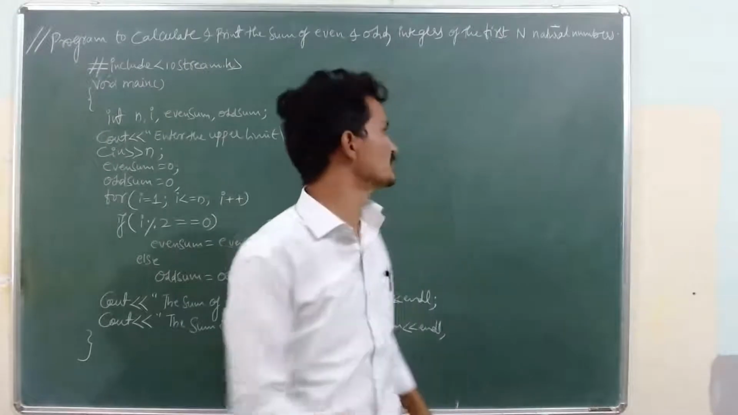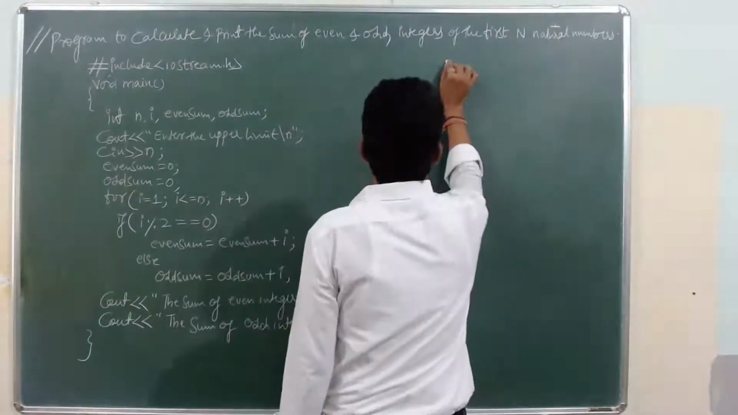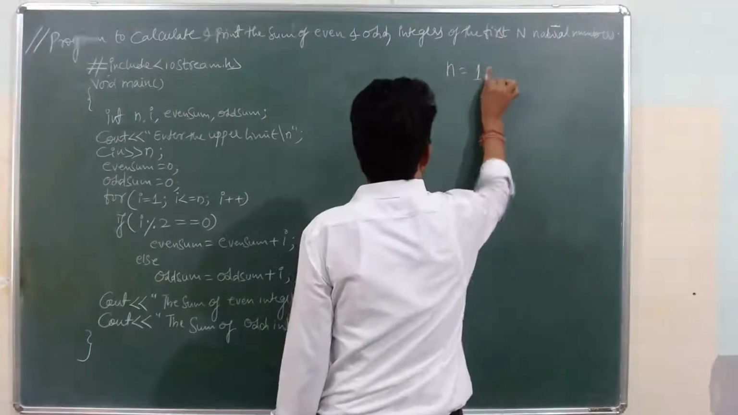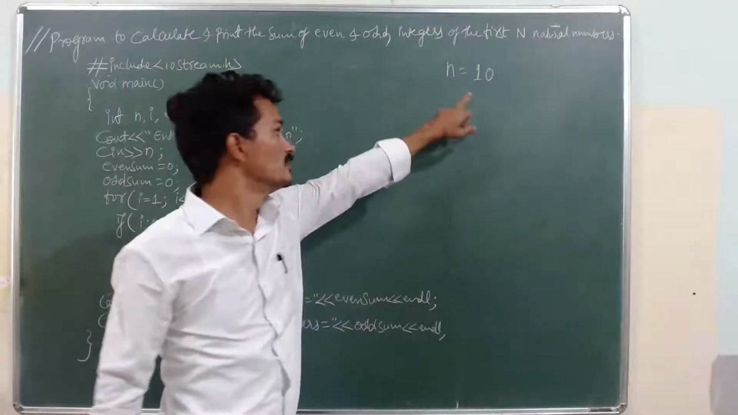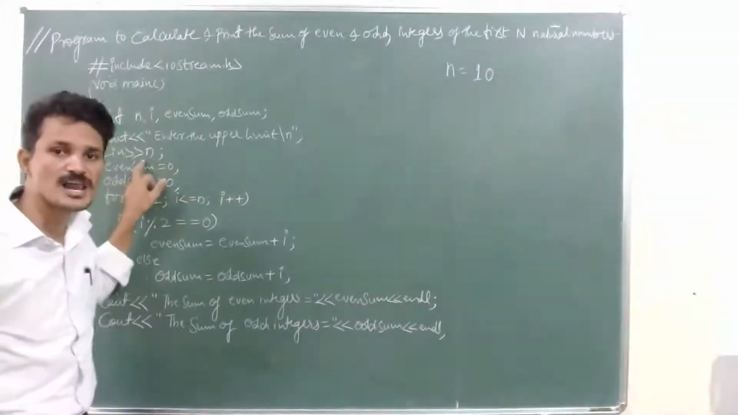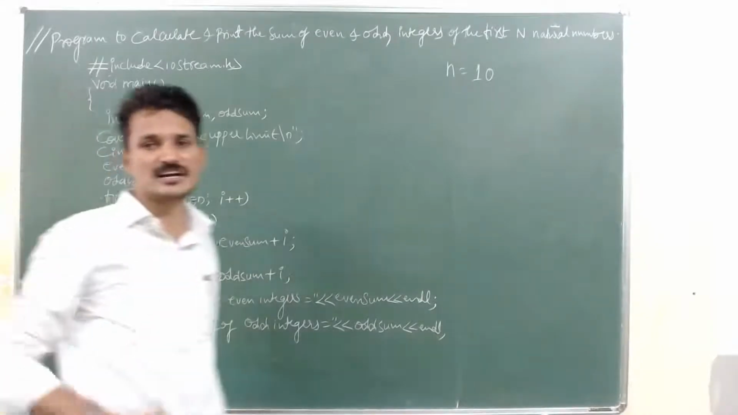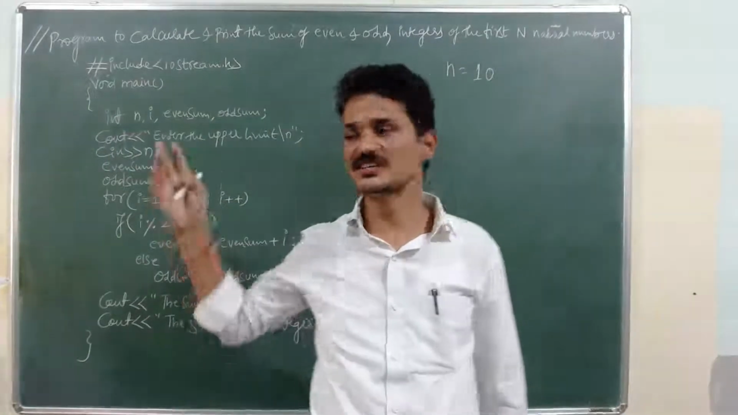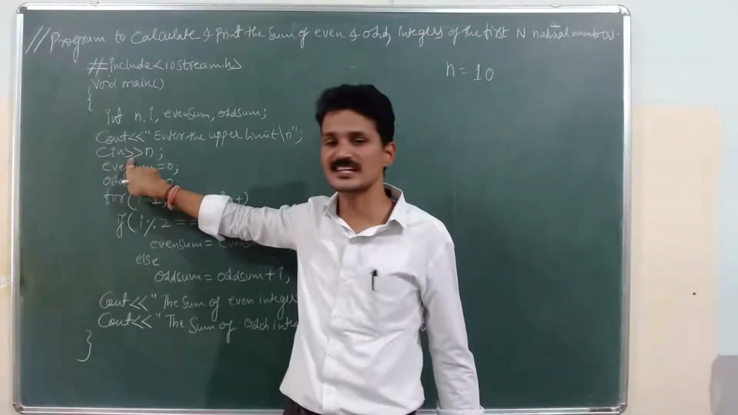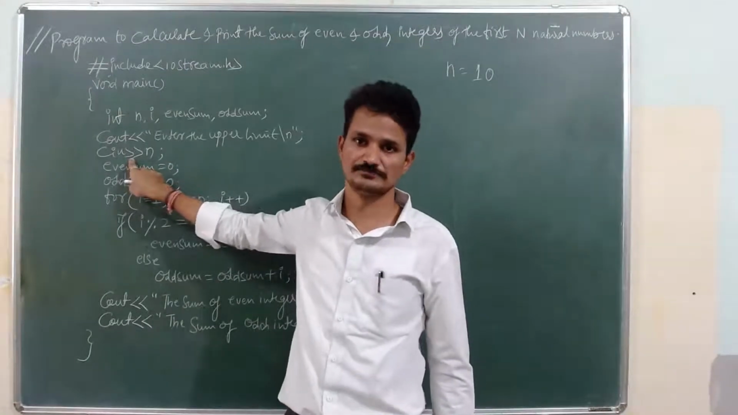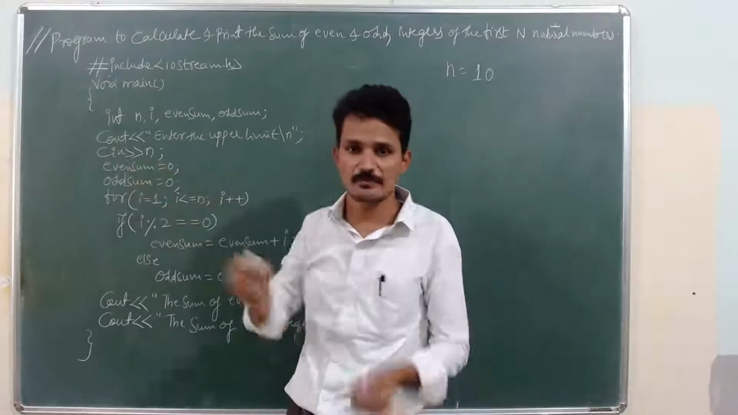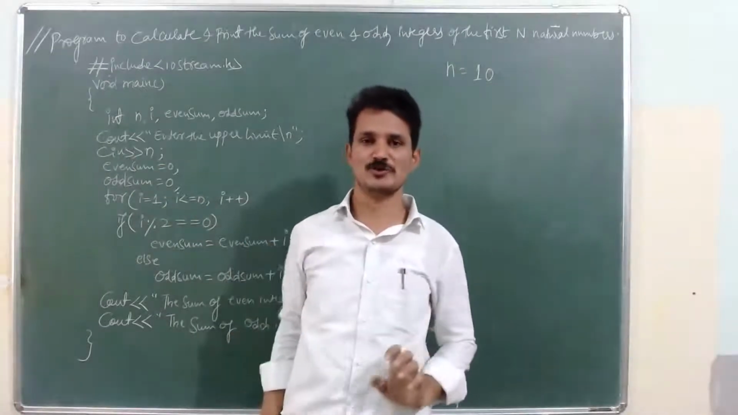So I'm taking a number as 10. So n is equal to 10. I'm giving a number as 10. 10 is stored in which variable? The n variable. See here, cin is an input statement, console input. Cin stream extraction. This is called stream extraction. Isn't it? n. That means you are accepting the value.